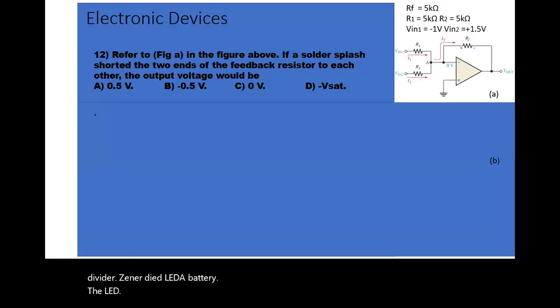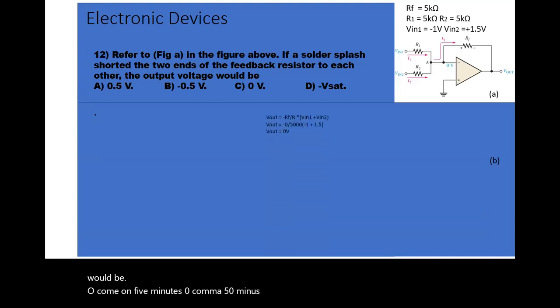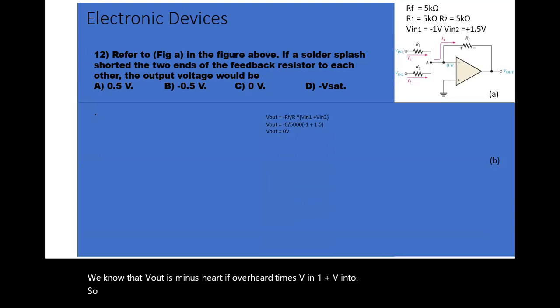Refer to figure A. In the figure, if a solder splash shorts the two ends of a feedback resistor to each other, the output voltage would be 0.5, minus 0.5, 0, minus V sat. We know that V out is minus RF over R times V in 1 plus V in 2. So V out is 0 over 5,000, times negative 1 plus 1.5. V out is equal to 0 volt.